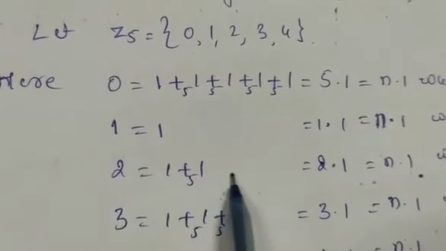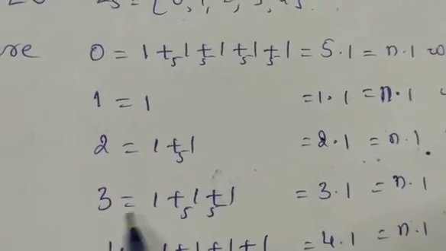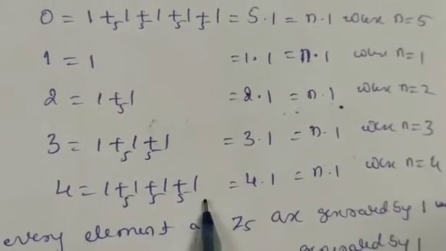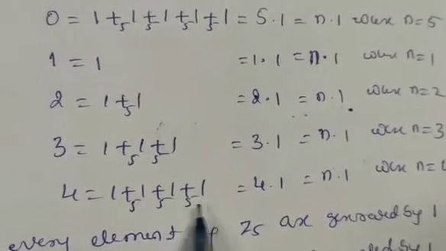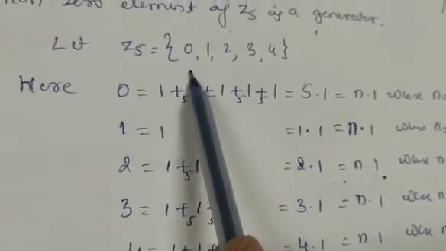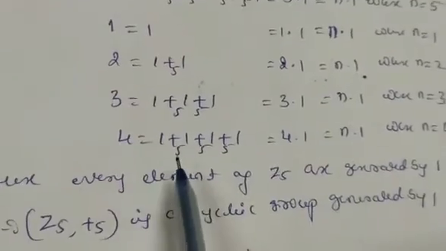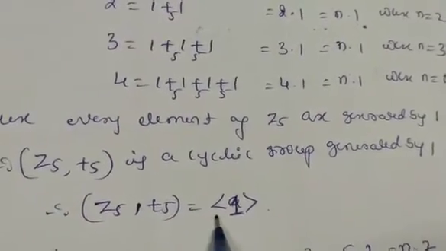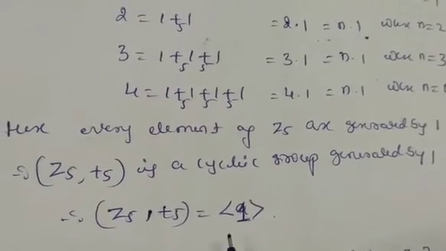2 is nothing but 1 plus 1 under addition mod 5. 3 is 1 plus 1 plus 1 under addition mod 5. And 4 is 1 plus 1 plus 1 plus 1, 4 times under addition mod 5, which gives 4. So from this we can say that all the elements of Z5 are generated by 1. Therefore it is a cyclic group, and it is generated by 1. So the first part is over.